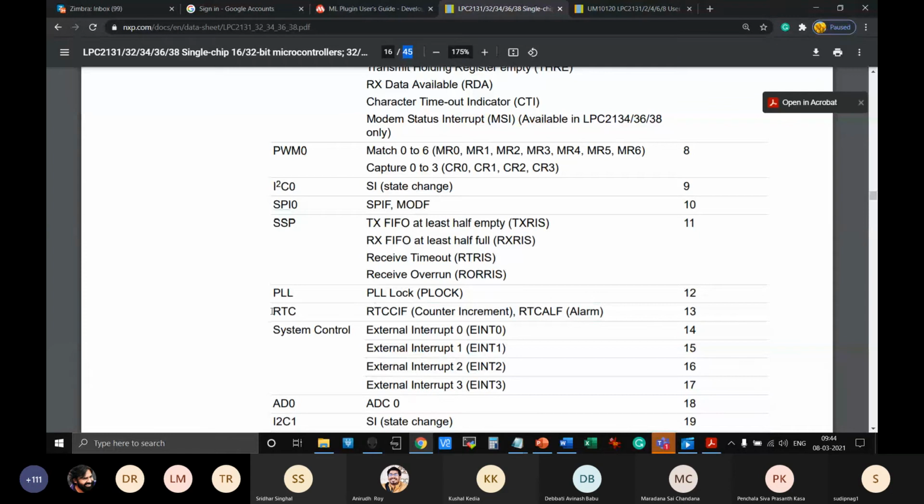Then there's a real-time clock interrupt signal, where you can actually generate an interrupt every 1 second or every count up or down count. In this case, it is an increment, because time always counts up, it doesn't count down. But you can use the same thing for stopwatch purposes also. So how does the stopwatch in your mobile phone work?